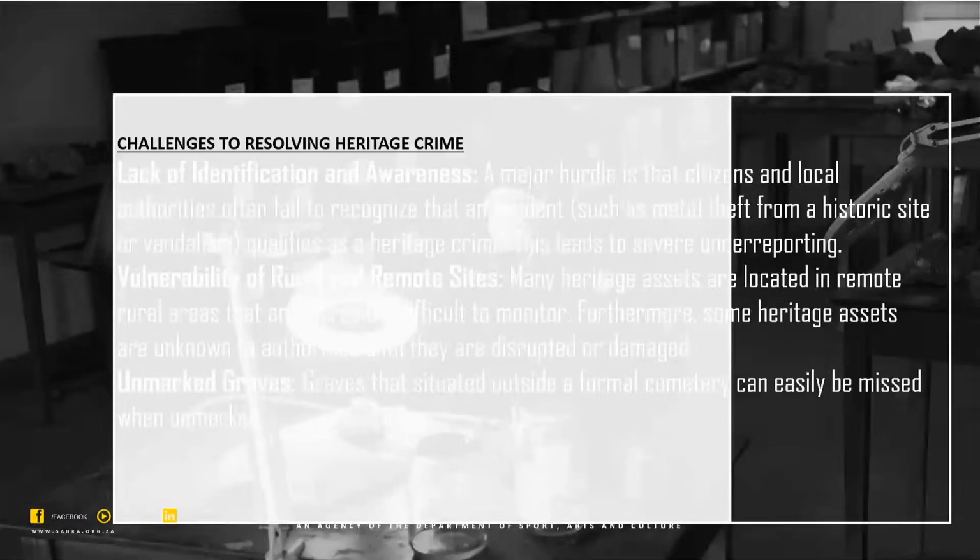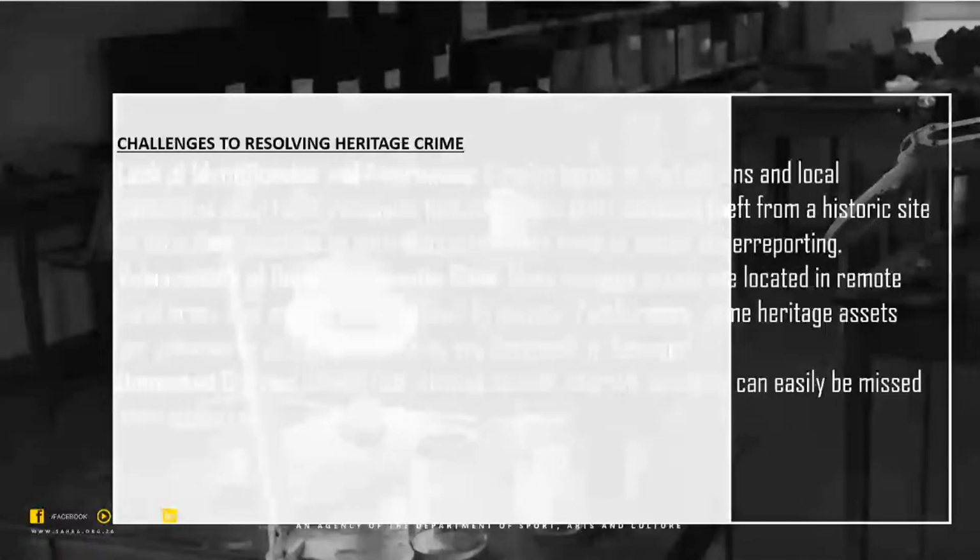Also, in remote sites, graves. So those are the challenges that we are facing. People don't know what to do with unmarked graves. You also can't determine the age. They don't know who the graves belong to. So those are the challenges that we are facing.